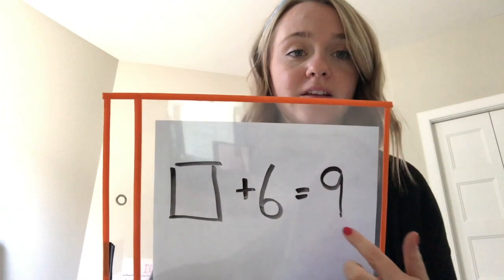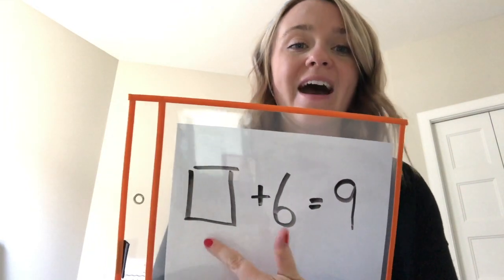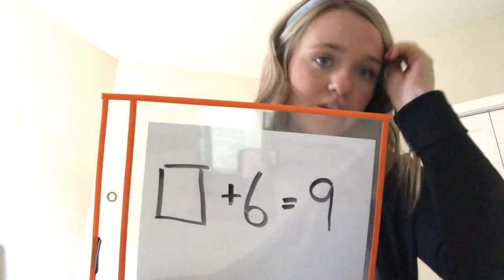So I'm just going to draw a box like this. Rob gives him 6 more. So something plus 6. And now Simon has 9 beads in the end. That means that equals 9 beads. We now just have to figure out how many beads Simon started with.